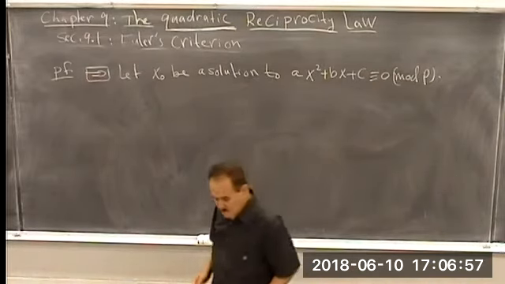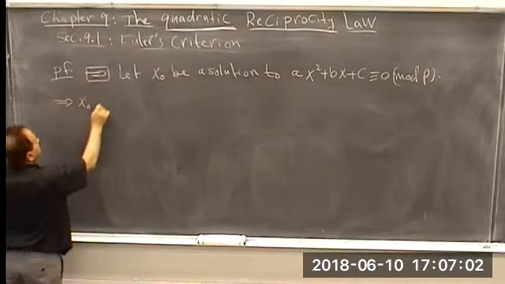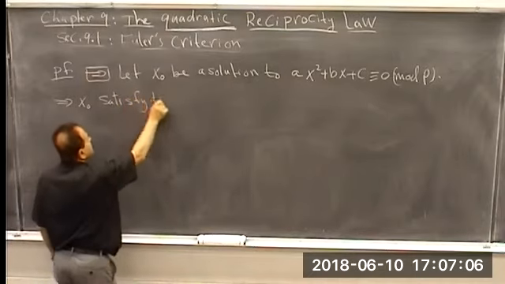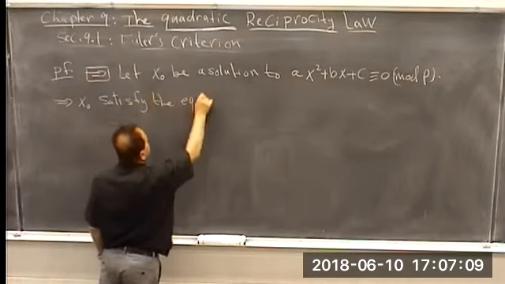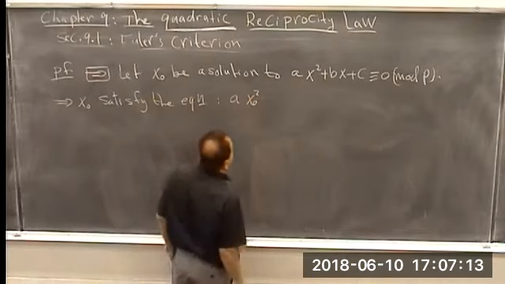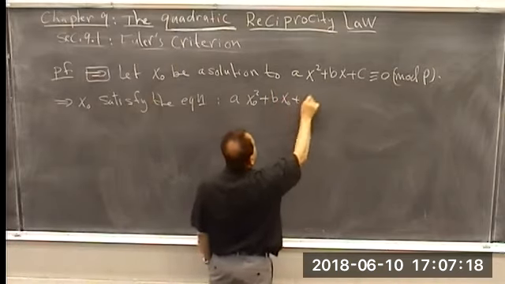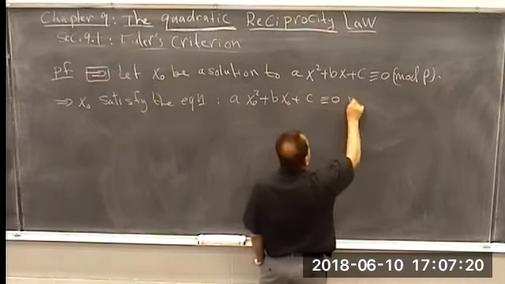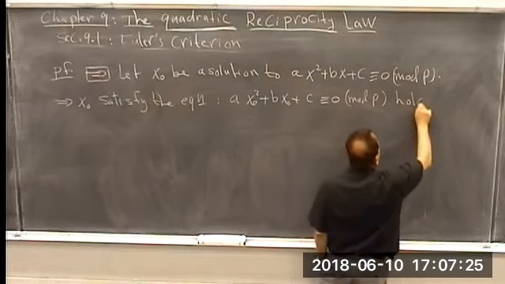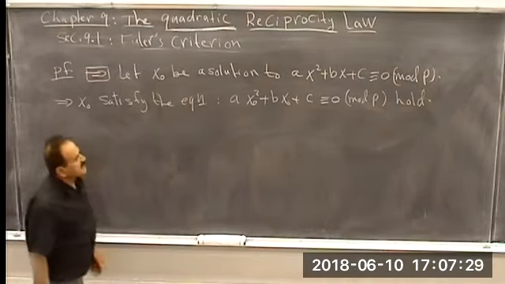So this implies x sub 0 satisfies that equation, which means we have a x sub 0 squared plus b x sub 0 plus c equal to 0 mod d. This actually does hold. We have an actual congruence relation.